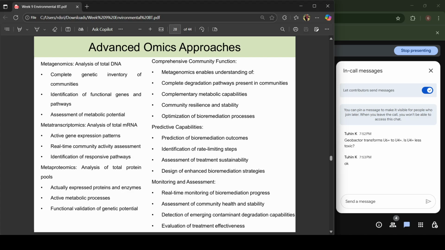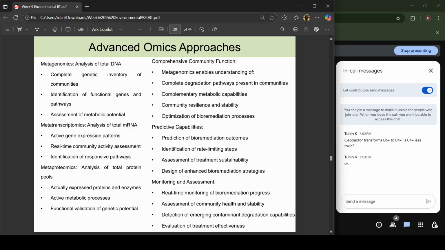So the applications of the omics approaches is it produces a comprehensive community function. Metagenomics ideally allows complete degradation, understanding of the complete degradation pathway, understanding about complementary metabolic capabilities. Like in case of syntropy, one organism should oxidize or perform reduction reaction in one step. The product of it is utilized by the next organism. So only when the first organism performs, the next organism will be able to survive in that environment. So this is one kind of a complementary metabolic capability which can be found out using omics approaches.